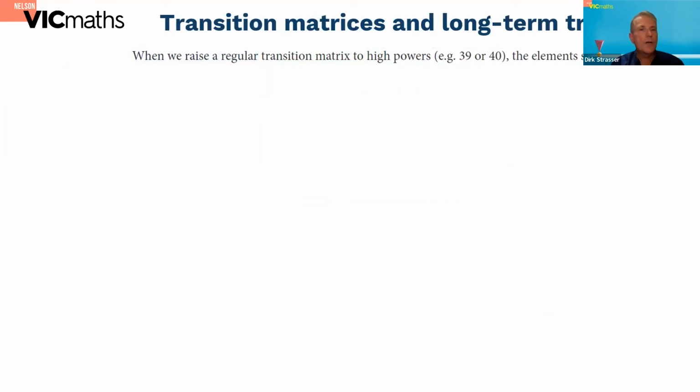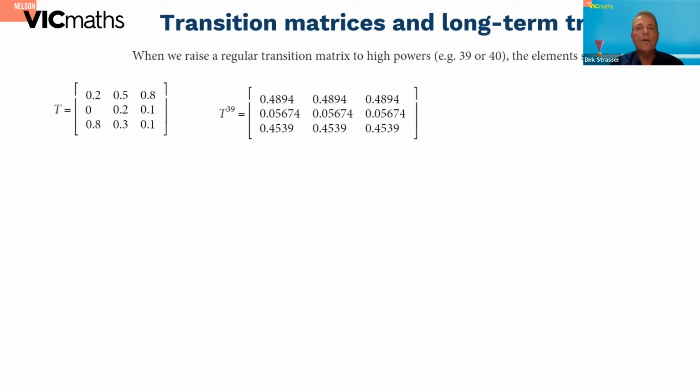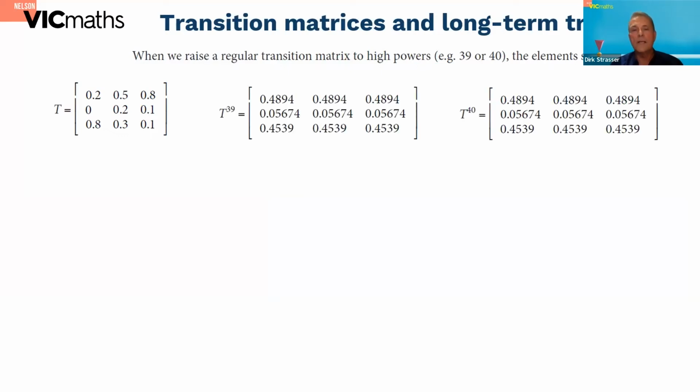What's really interesting with transition matrices is that a regular transition matrix raised to a high power, what usually happens is the elements stop changing. So for example, for that transition matrix, if you raise it to the power of, say, 39 and then to the power of 40, you actually end up with the same answer.